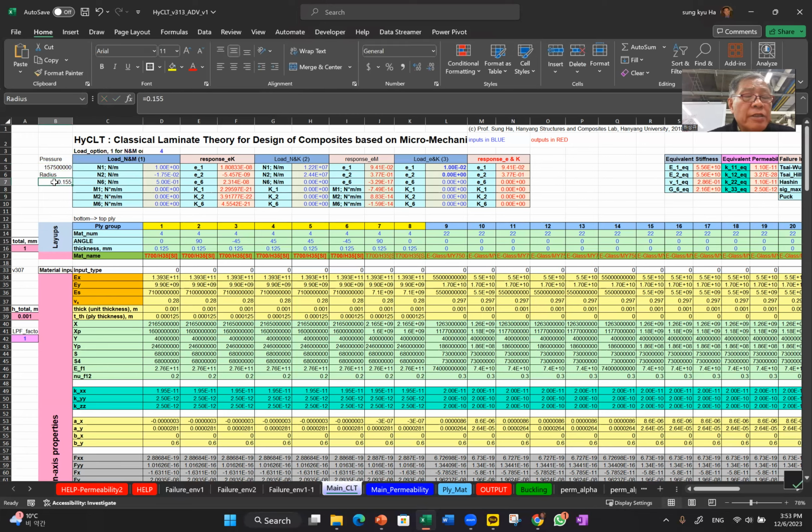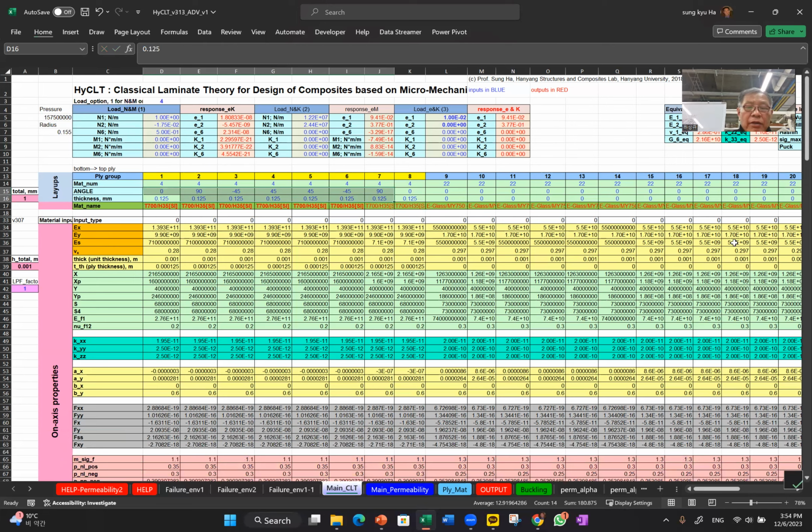And radius is the cylinder radius of the pressure vessel. Then the layup sequence, then simply that gives us all the stress analysis. So again, this tool can be very usefully used to calculate the stress distribution inside the pressure vessel for any layup sequence and any ply thickness. You simply choose the 2, and then you get all the stress distributions.